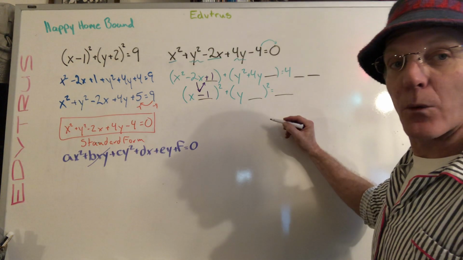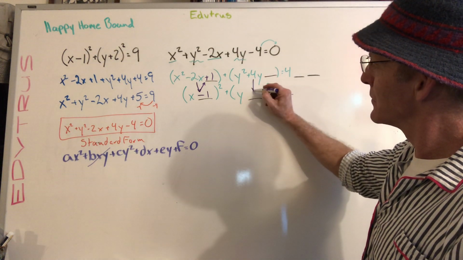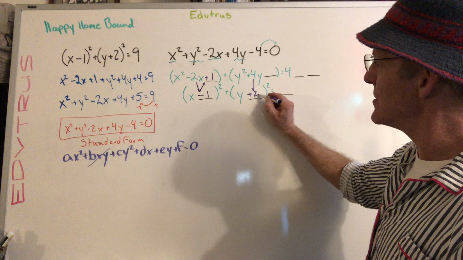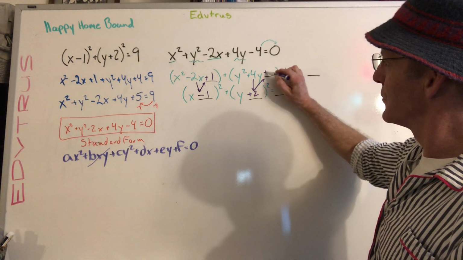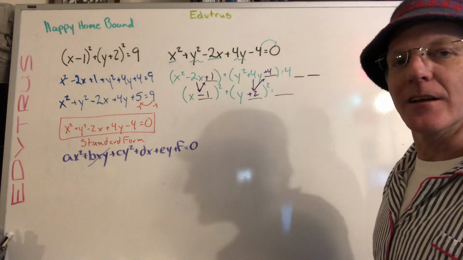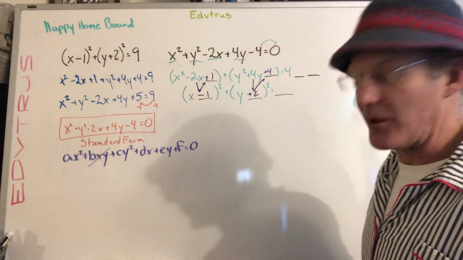Let's do it again over here for the y values. So what's half of 4? Put it here. Yeah, plus 2. What's that number squared? Put it there. Plus 4. Good. So you've now got the perfect square trinomial here and its factor as well.